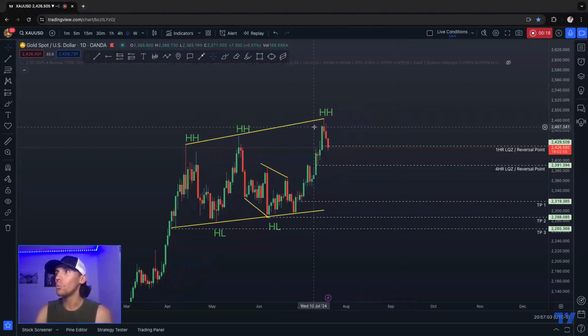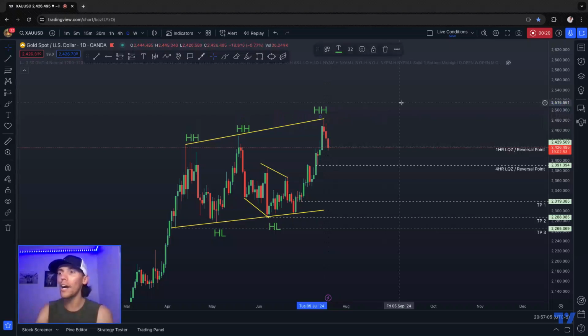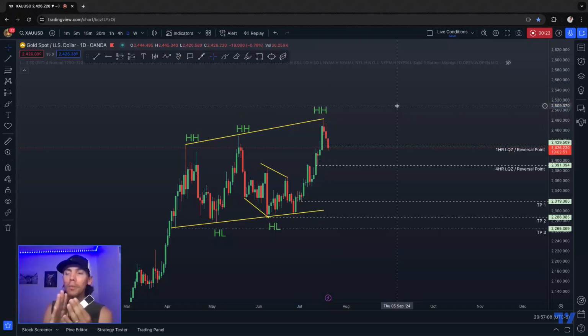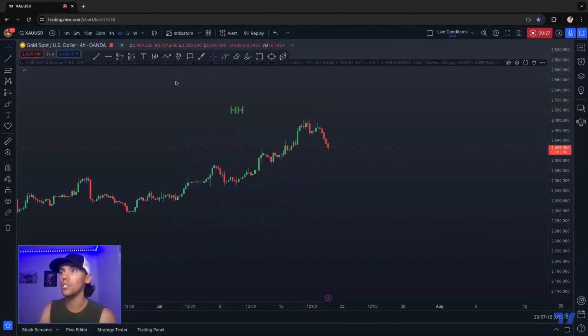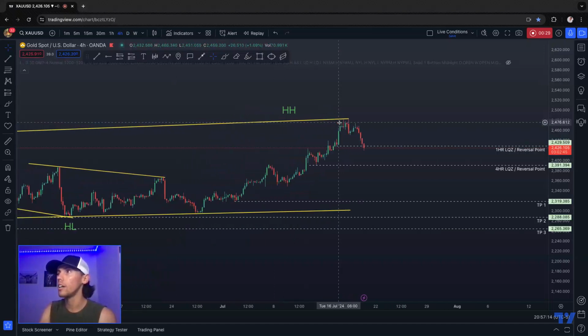First off, we have now formed a higher high. Let's go ahead and get a small round of applause for that, because now we have a sense of market direction, which is huge for us.